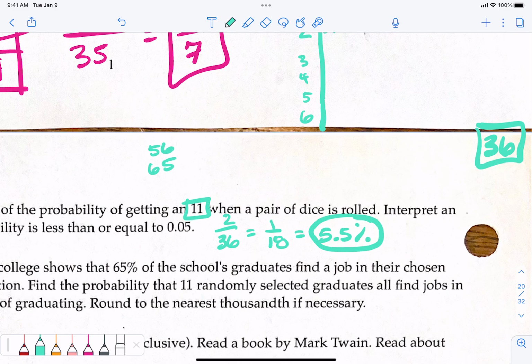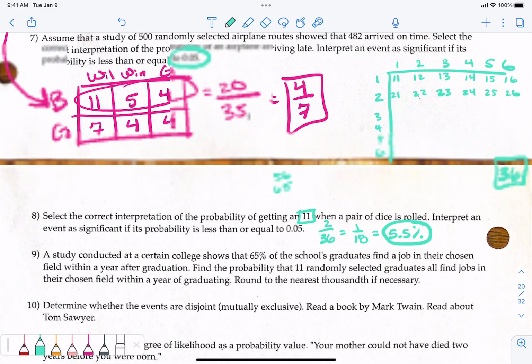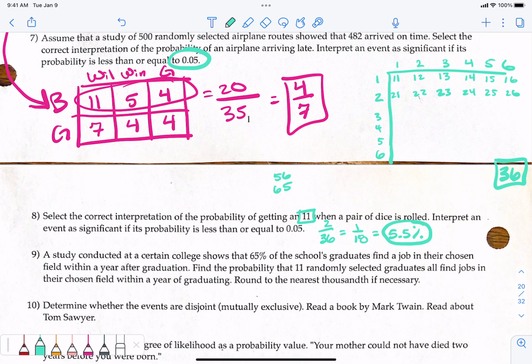Okay, so is it a significantly rare occurrence for me to roll a sum of 11? It's above 5. No. What about a sum of 12? That's 1 out of 36. 1 out of 36 is going to be less than 5%. So it would be very rare for me to roll a sum of 12, right? It's going to happen, but it's significantly rare. It's significantly low occurrence. Interpret the event as significant. It is significant. Yes, significant.